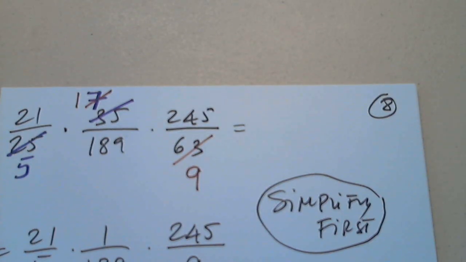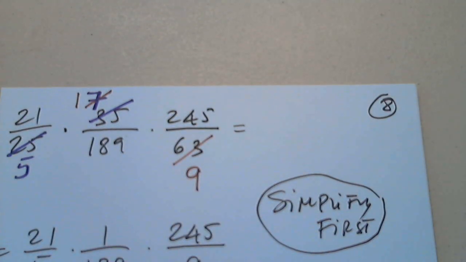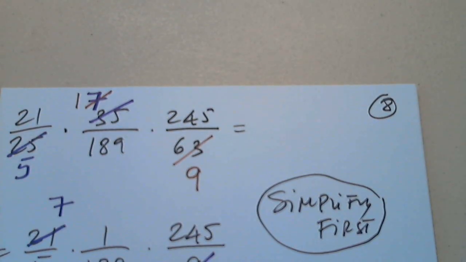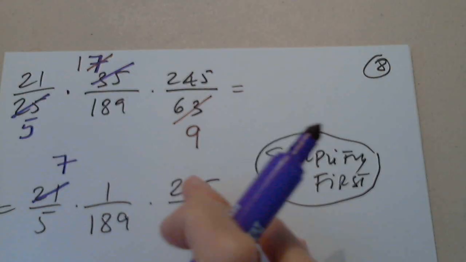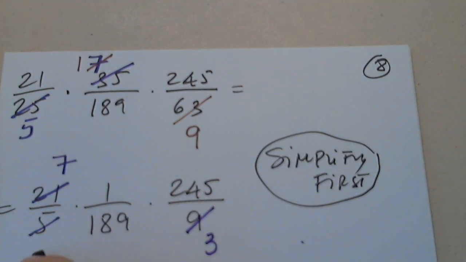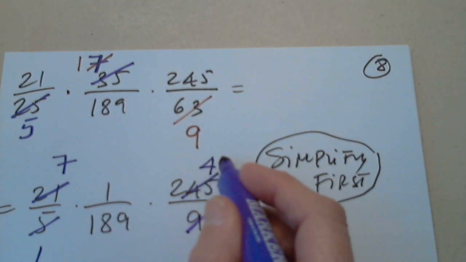Okay, now I see 21 and 9, and they are divisible by 3. 9 divided by 3 is 3. 21 divided by 3 is 7. I also see the 5 with the 245. They both end in 5, which means they are divisible by 5. 5 divided by 5 is 1. And 245 divided by 5 is 49.